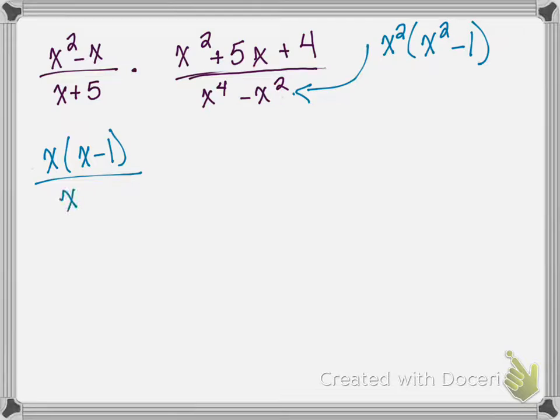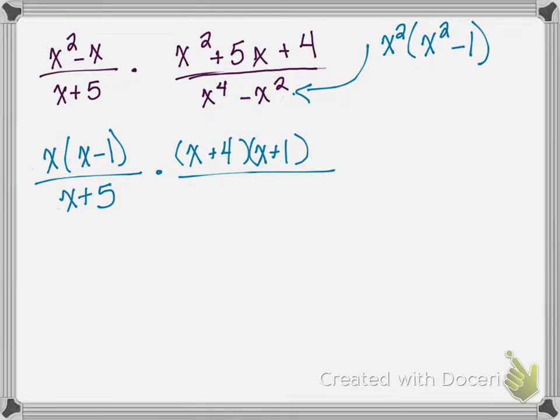X plus 5 can't be broken down. Okay, x squared plus 5x plus 4. That's a trinomial, and it's not too bad. My product is 4. My sum is 5. Everything's positive. What are my numbers? 4 and 1. X plus 4, x plus 1.